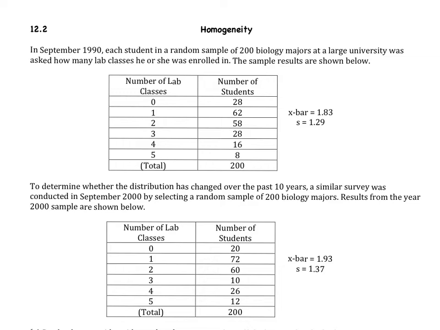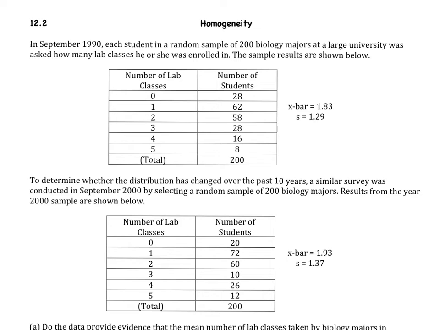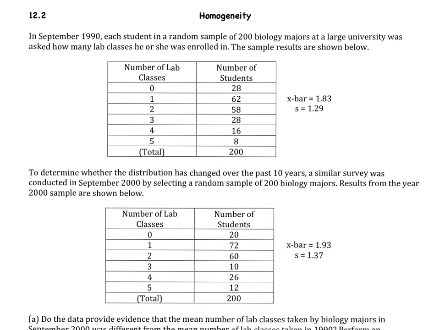This is an AP problem from some year, I can't remember what year. So let's take a look. In September of 1990, each student in a random sample of 200 bio majors at a large university was asked how many lab classes he or she was enrolled in. The sample results are shown below. To determine whether the distribution has changed over the past 10 years, a similar survey was conducted in September 2000 by selecting a random sample of 200 bio majors. Results from the year 2000 sample are shown below. Okay, we good on the context? Great.